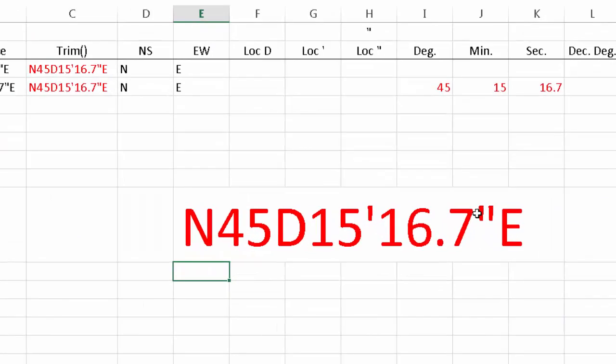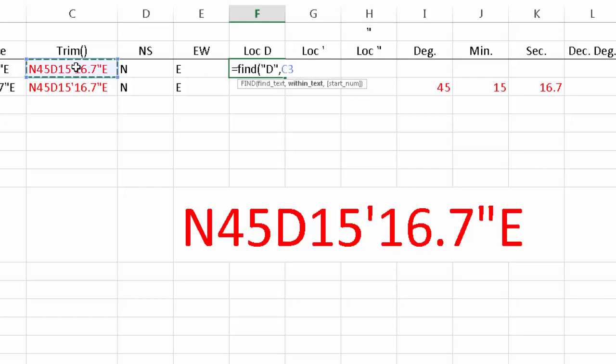the quotation mark, we can then take advantage of the MID function to pull out information from the middle of the text string. So I'm going to use the FIND function, so FIND, and I'm going to look for capital D within my text string. Now we can apply a third argument here, which is just the starting position, but it's optional. So I'll show you that if you leave it off, it's going to start at the beginning.